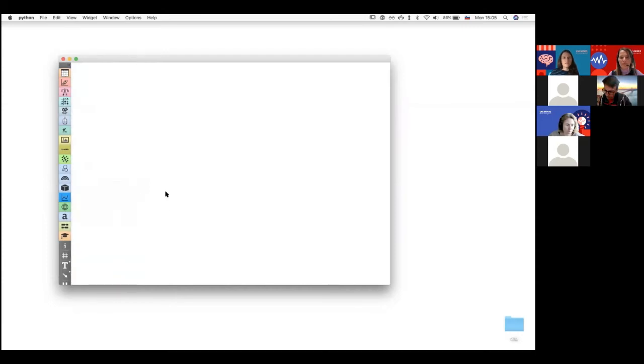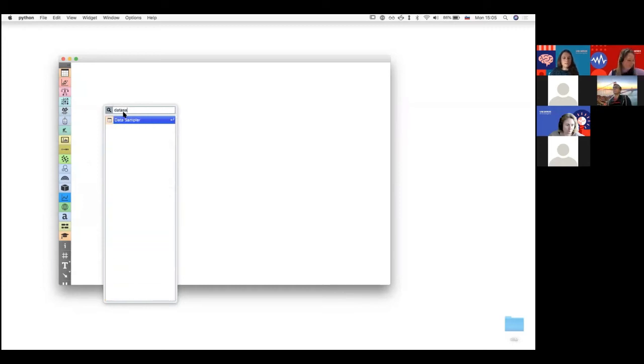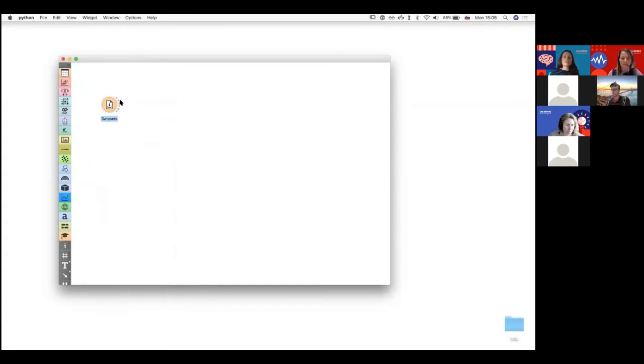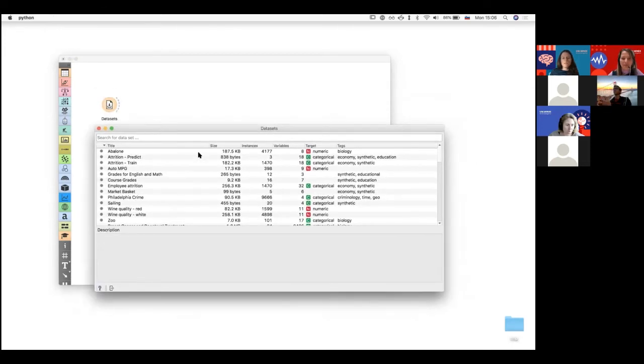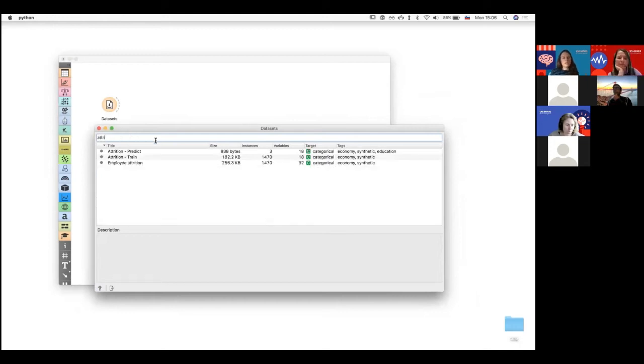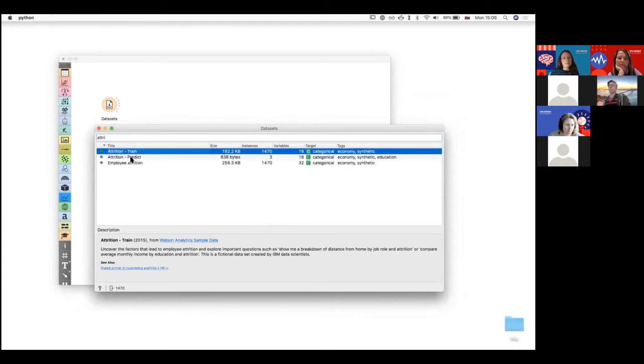So now I have them here. And I will start by loading the data. I will right click on the canvas and look for the datasets widget. So this is the first component that I will use. It's called datasets. If I double click on the icon, the window will open. And here I have a collection of datasets that I use for teaching or for experimenting with my models. Okay, so for today's workshop, we will be using a dataset called attrition train. So select this dataset and double click to load it.